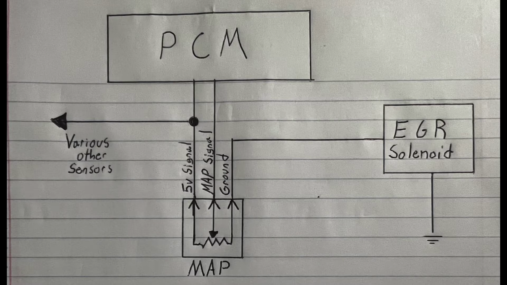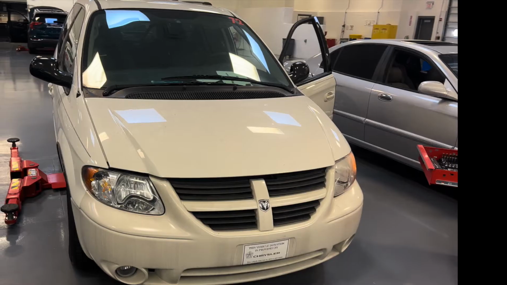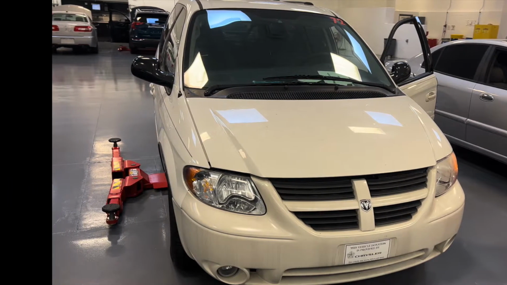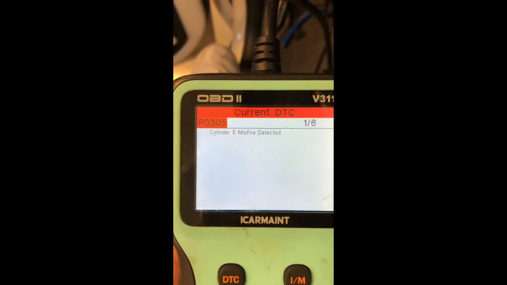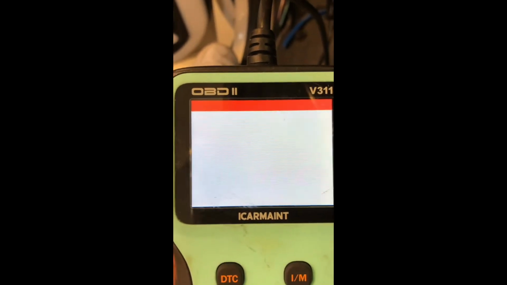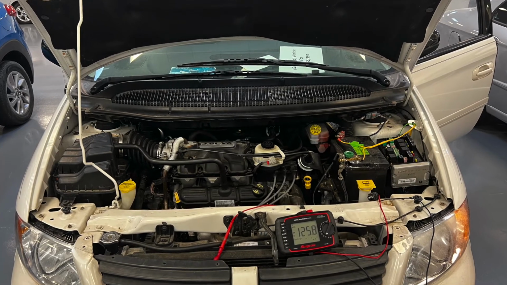Because of this, we decided to short the MAP sensor's ground wire to the signal wire to see its effect on how the vehicle actually ran. Unfortunately, the vehicle did not run particularly well in the first place due to what is assumed to be a bad injector on cylinder number 5. But to our surprise, the engine operation with the shorted MAP sensor did not seem to change it.